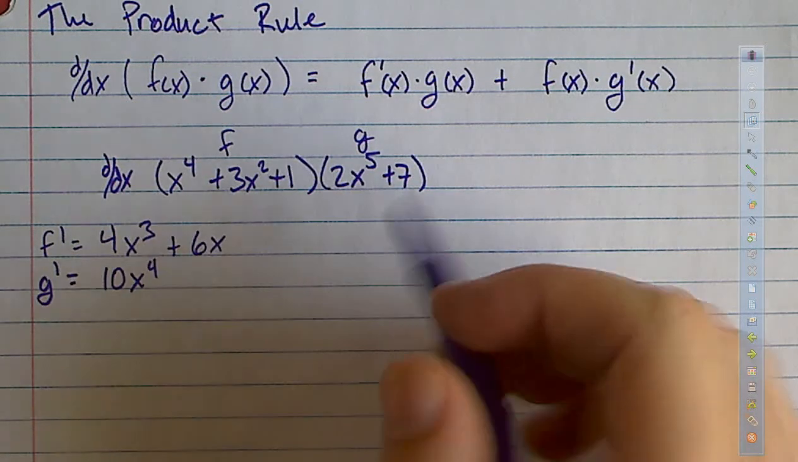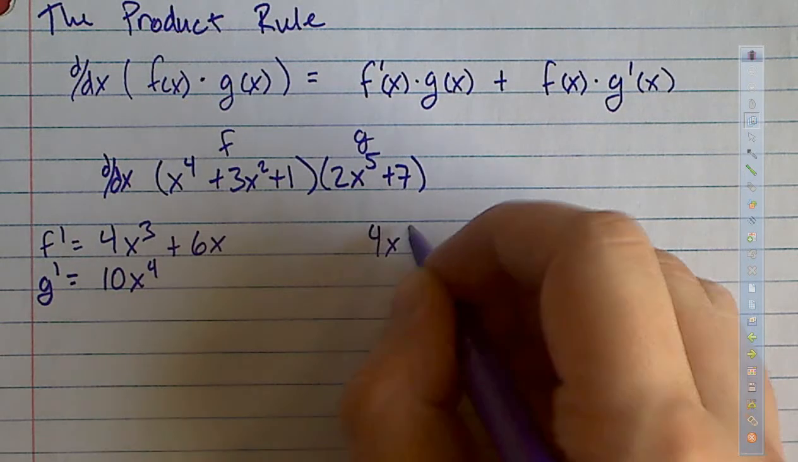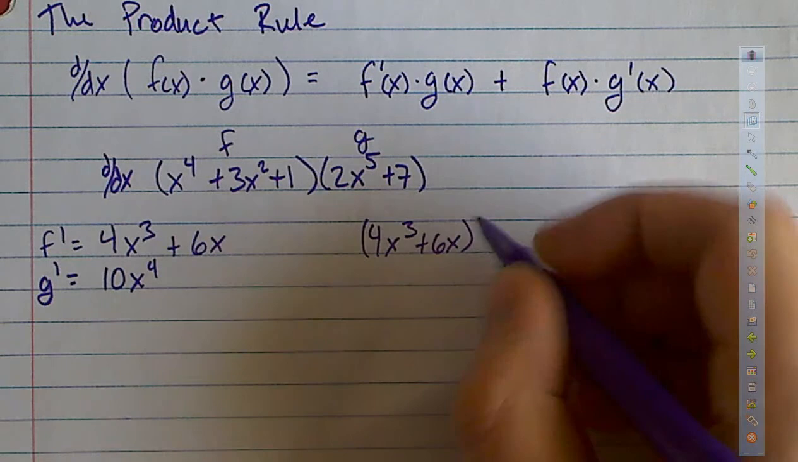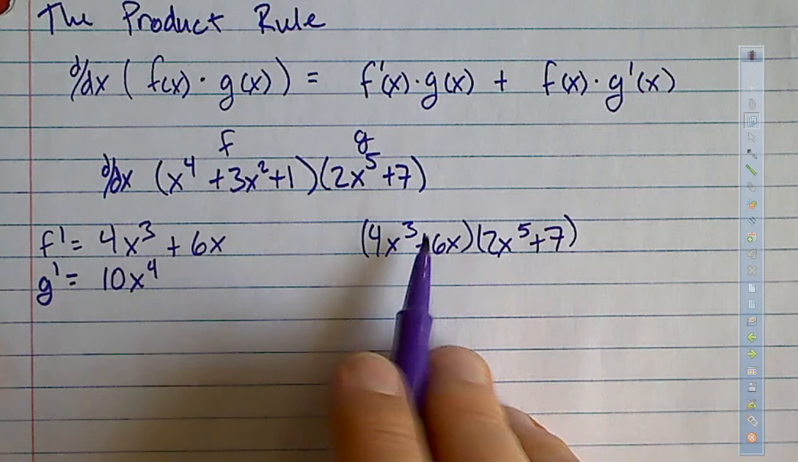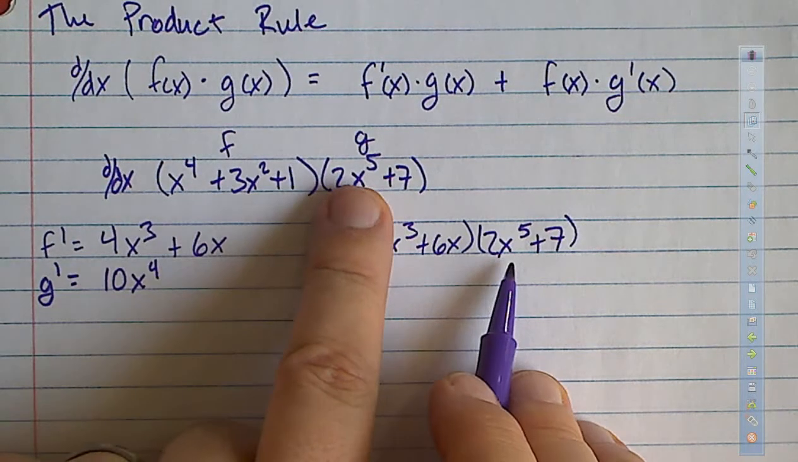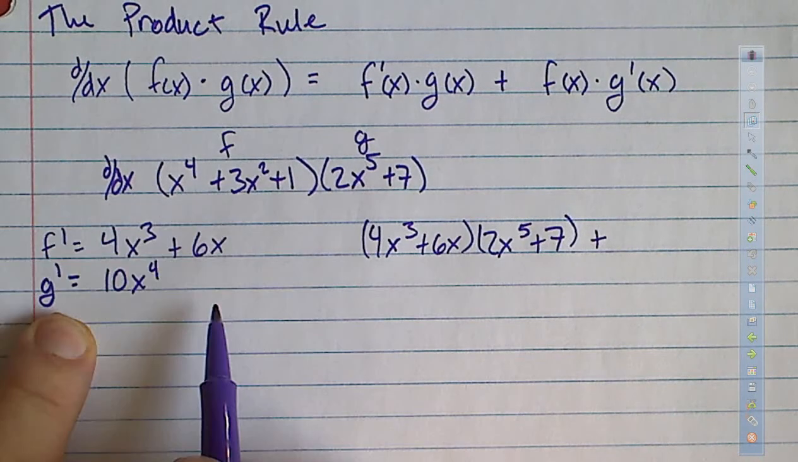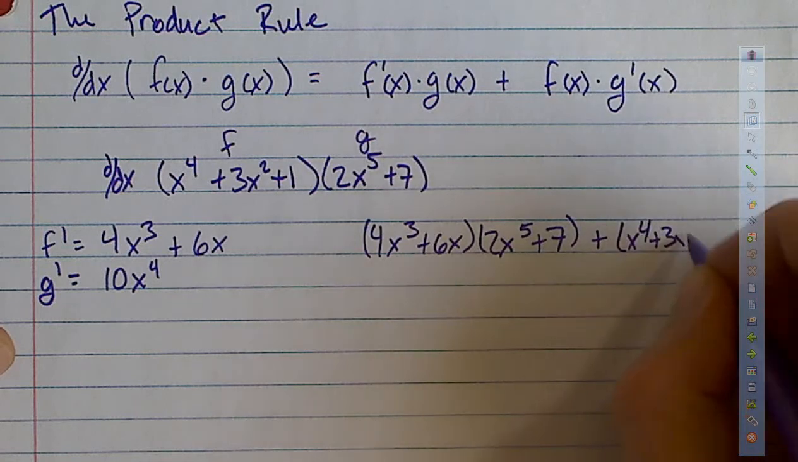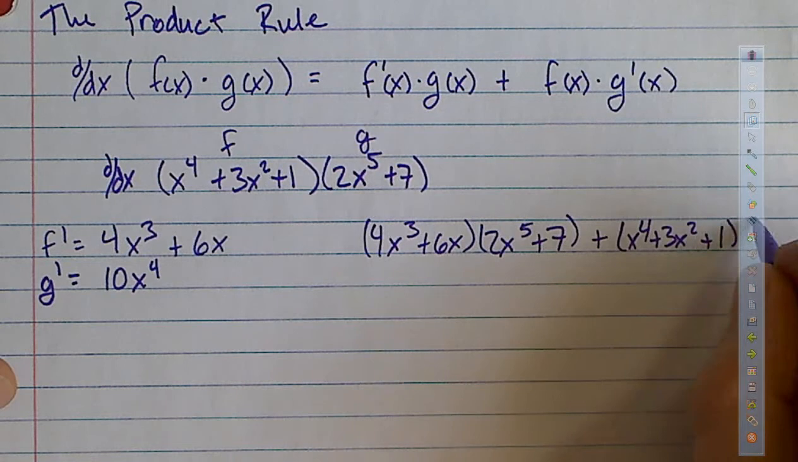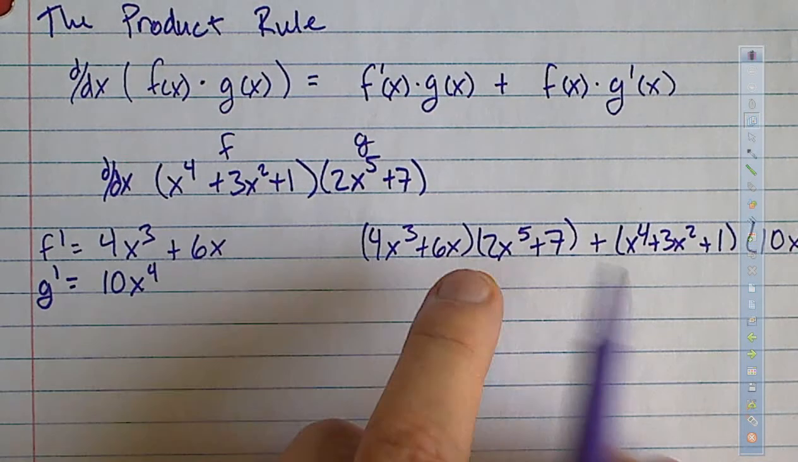Right, so I'm going to do f prime times g, so 4x to the third plus 6x times 2x to the fifth plus 7. So this is f prime times regular g, and then I'm going to add to that regular f times g prime. So regular f is x to the fourth plus 3x squared plus 1, and regular g prime is 10x to the fourth. Now, I can simplify this more, so I'm going to do exactly that.